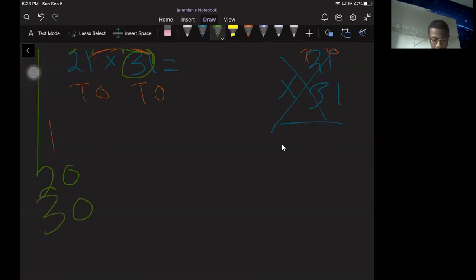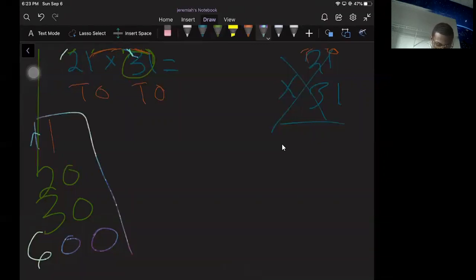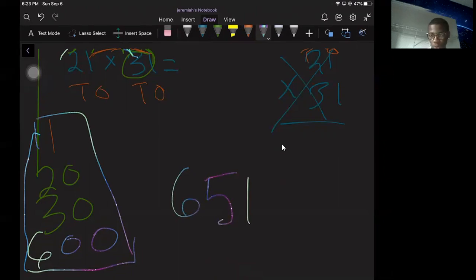The last part is the tens times the tens, which is this times this. 20 times 30 is 600. So let us write that in there, 600. So then what you do is you add all of those up together and you'll get a total of 651. That took longer because I was explaining how we do it.